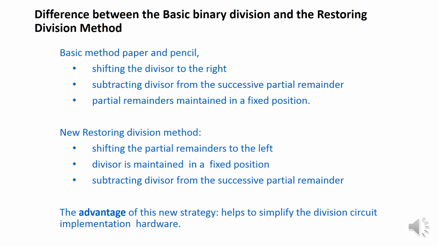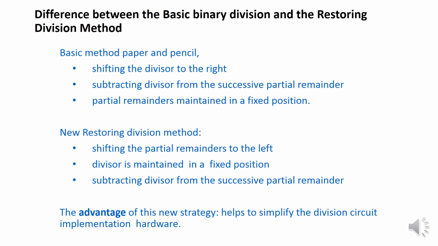What are the differences between this new restoring method compared with the previous basic binary division? In the basic method, which practically follows the traditional paper and pencil approach, we are successively shifting the divisor to the right, subtracting the divisor from the successive partial remainders, and the partial remainders are maintained aligned in a fixed position.